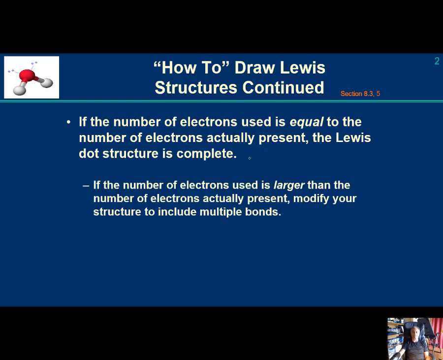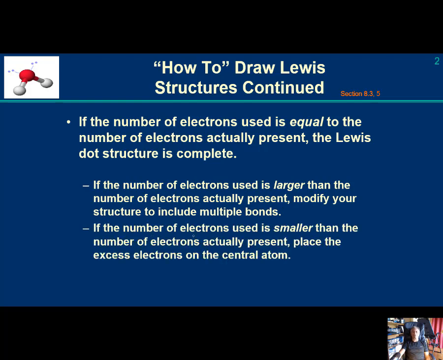Your structure's complete. If the number of electrons used is larger than the number of electrons actually present, you have to modify your structure to draw multiple bonds, and we'll go through that several times. If the number of electrons used is smaller than the number of electrons actually present, place the excess electrons on the central atom. And then check, just compare, count them up again, do your comparisons, see if you're done yet.